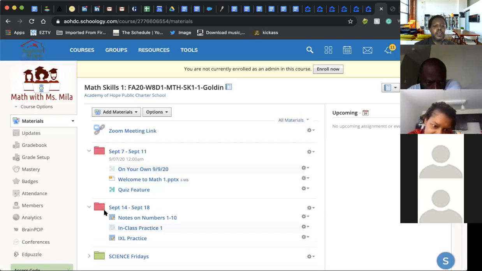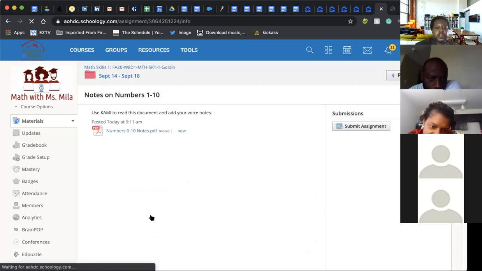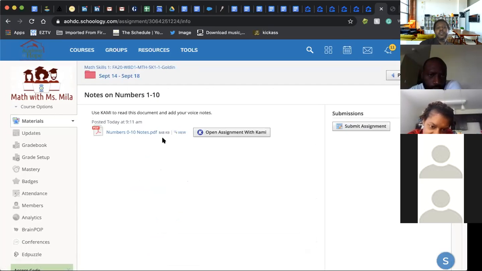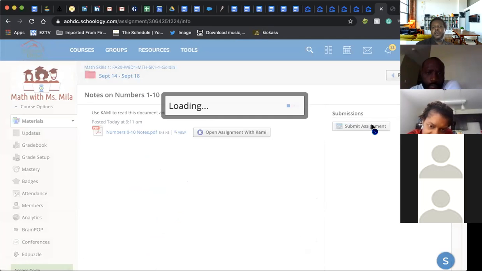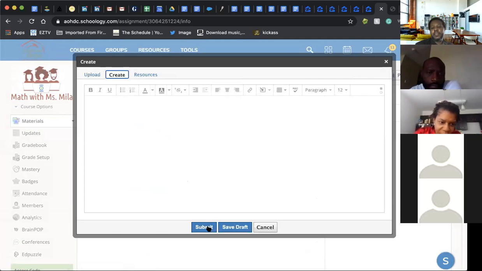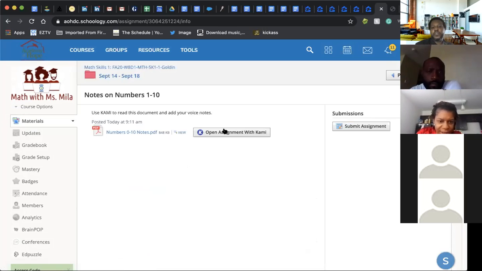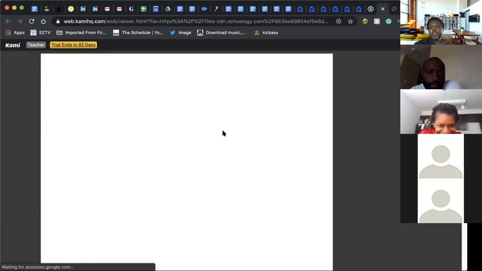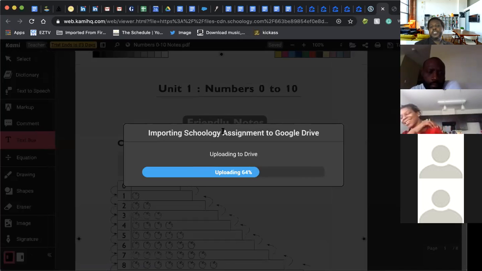So I'm going to show you how to submit. Whenever you have an assignment, it's going to say over here on the right, submit assignment. So you're going to go here and submit it that way. You can upload it if you have it on your file already, or you can click create. Those are your options. But it's going to be much easier for you if you just open it with Kami and do your notes digitally.